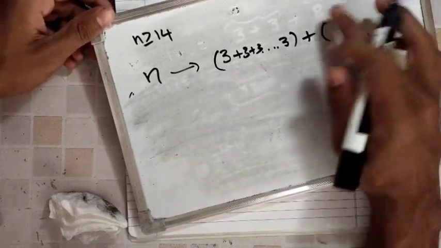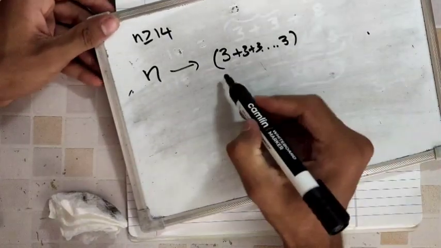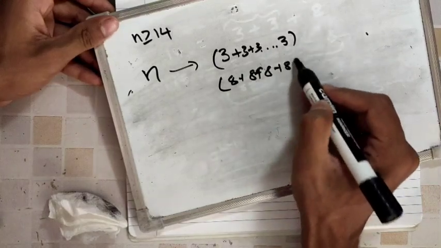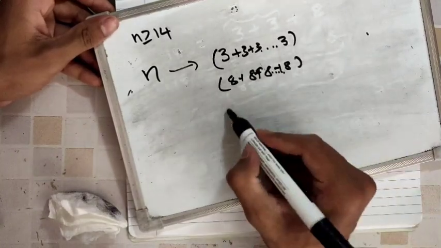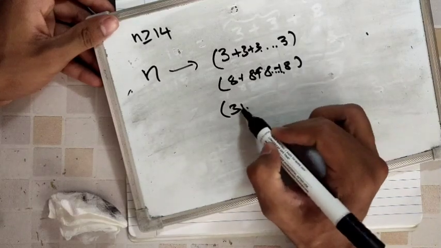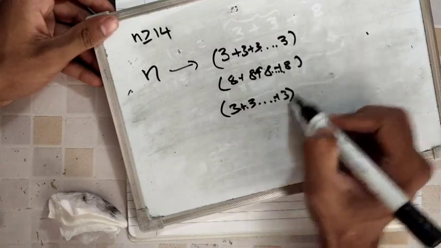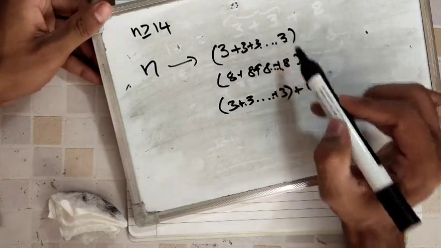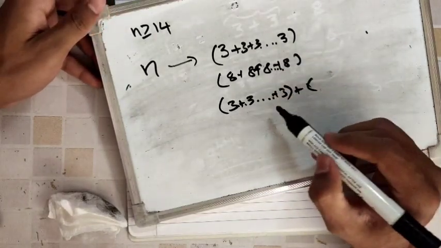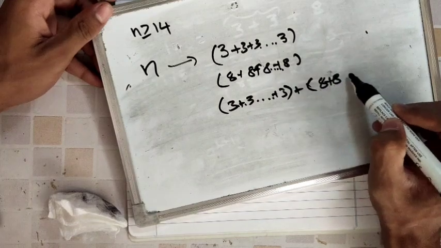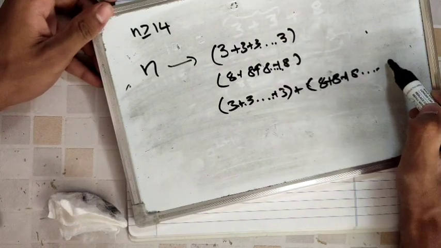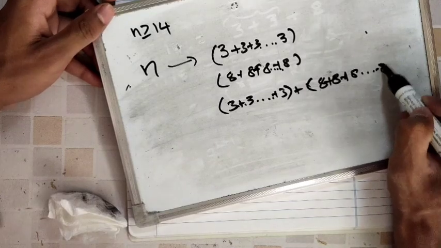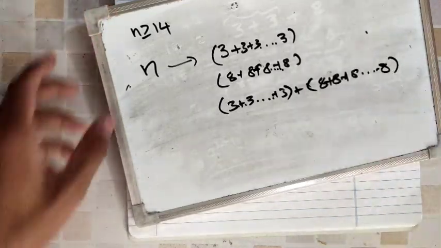or it can be only a sum of 3's, or it can be only a sum of 8's, according to the question, or it can be a sum of 3's and 8's. I am saying 8's, okay.